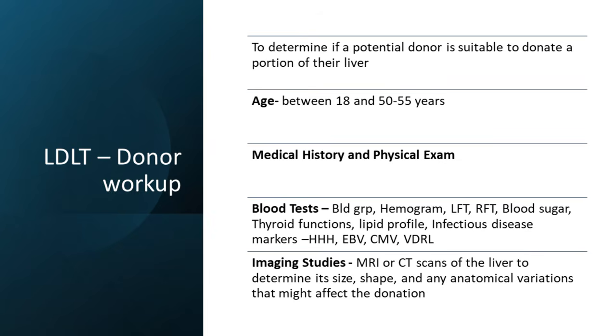If all that is fine, and the BMI of the donor is okay, then you plan a phase 2 where you're doing a CT scan or an MRI of the donor, basically to look at the anatomy, and to decide whether it's possible to take a split liver and do the anastomosis. So this is your workup that you're going to do for the donor.